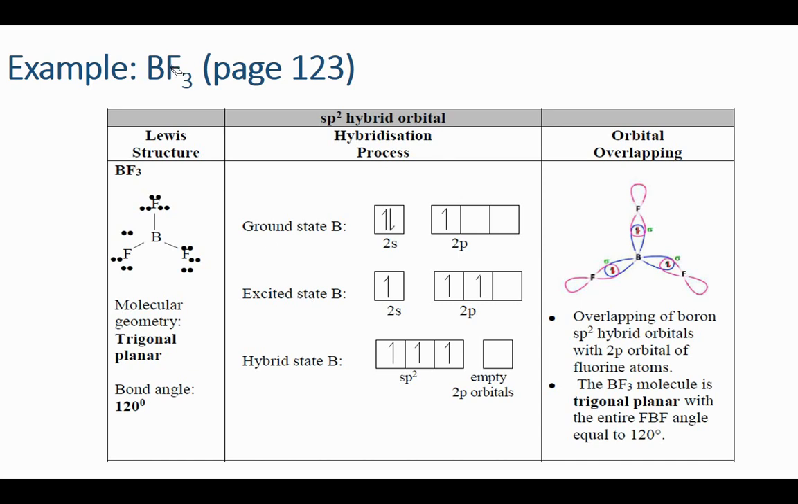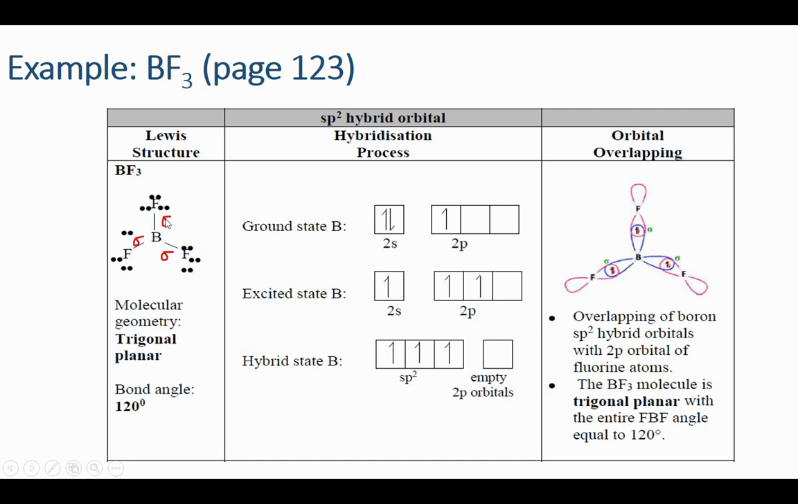Okay, now let's look at an example on page 123 in your tutorial module. So this is the example given, BF3. For this example, first you have to draw the Lewis structure. From here we can see that between B and F we have a sigma bond. Here we also have a sigma bond. Please keep in mind that in each single bond there will be one sigma bond. So the total here is 3 sigma bonds.